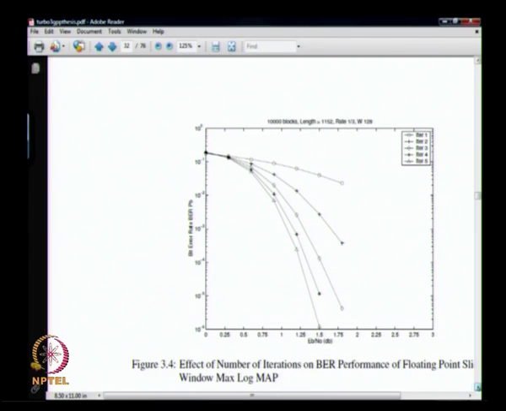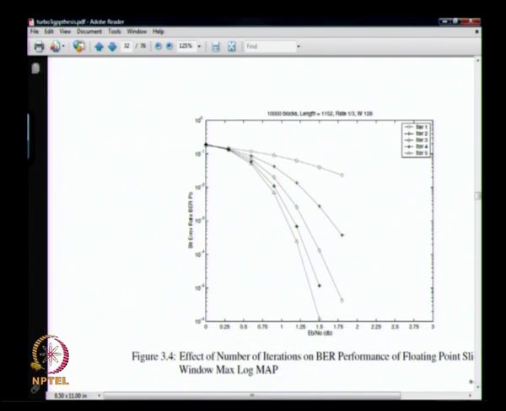No, before that he has done the number of iterations. So how do you know when to stop? How many iterations do you do? You plot the probability of error after the first iteration. This also nicely brings out the effect of the turbo principle.